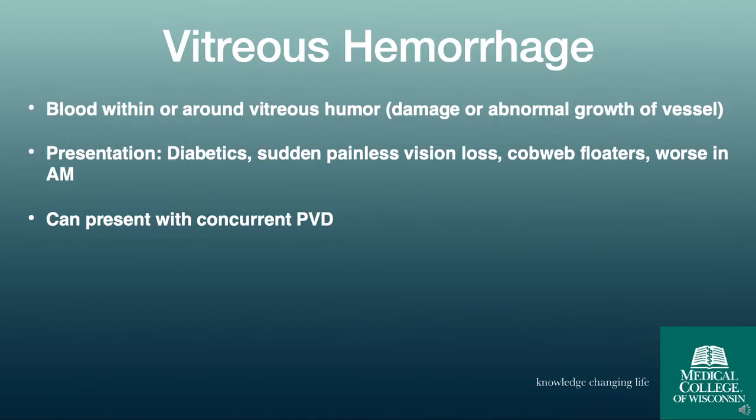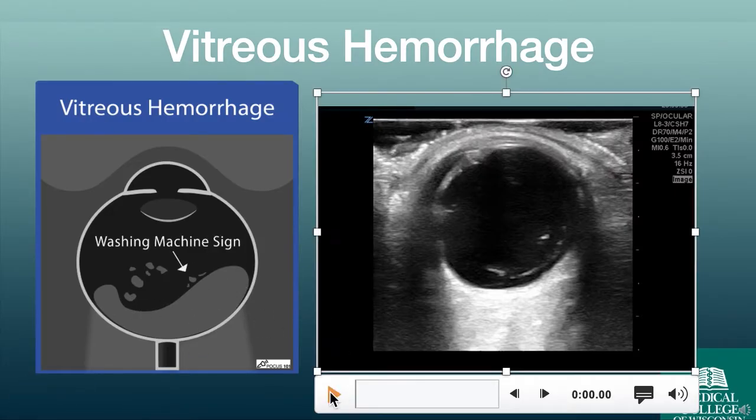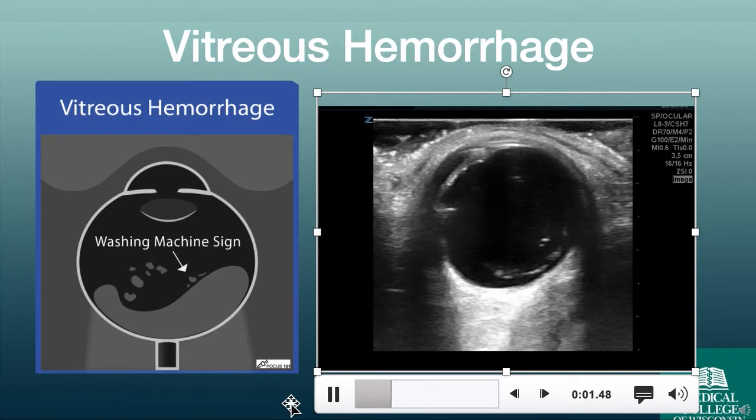Next is a vitreous hemorrhage. This is when you get blood within or around the vitreous humor. These are typically going to be diabetic patients who present with sudden painless vision loss, cobweb floaters that are worse in the morning, and it can occur with posterior vitreous detachments. And what you're looking for here is this washing machine sign. So this is what it looks like on ultrasound.